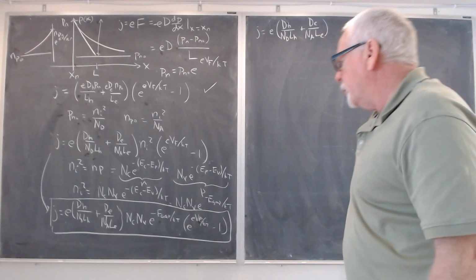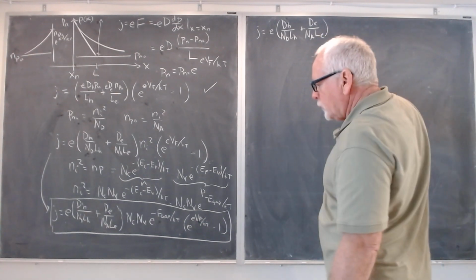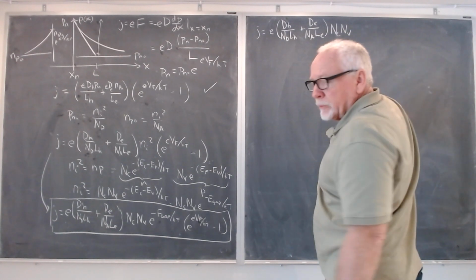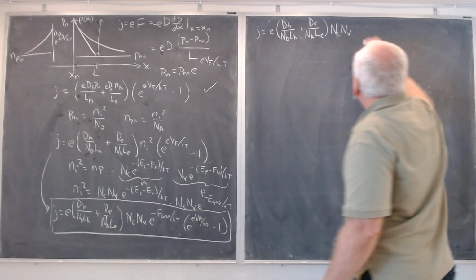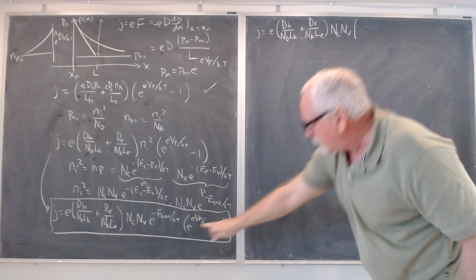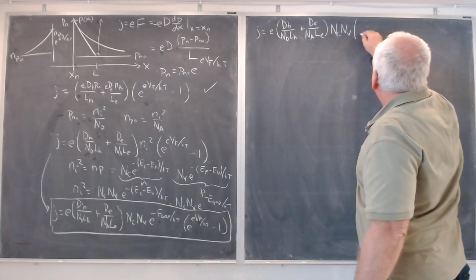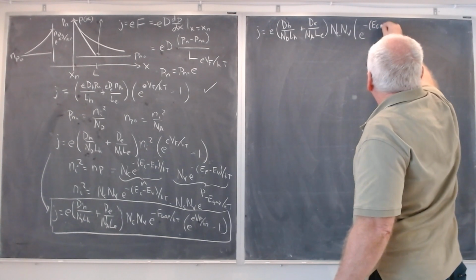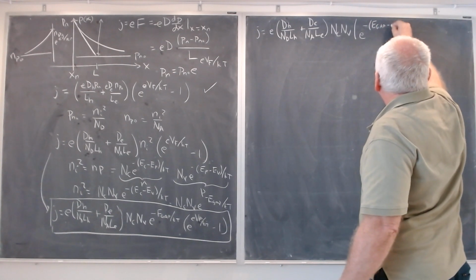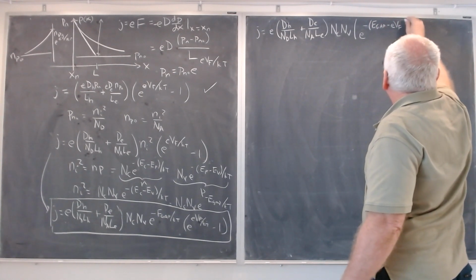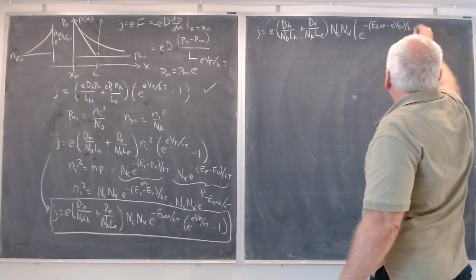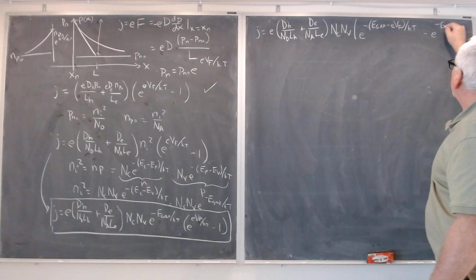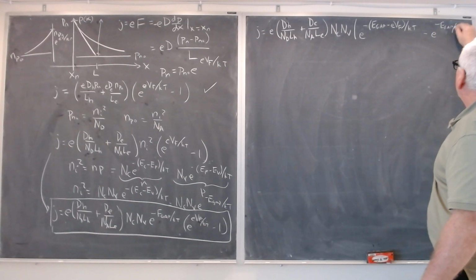okay, so that's that part. Nc, Nv, the equivalent density of states. And now I'm going to distribute that in there. And watch what I'm doing here. E gap minus EVF over KT, minus e to the minus E gap over KT.